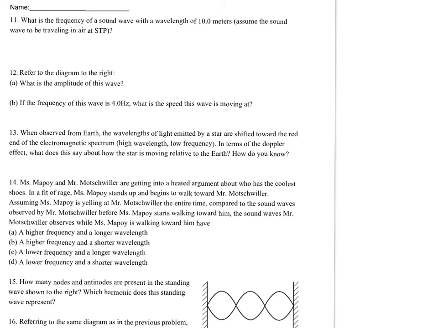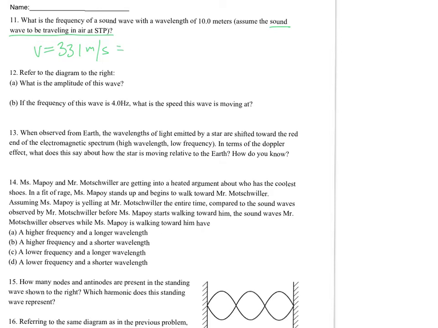Alright, now we're into part 2 of our waves test review. Page 3, number 11. What is the frequency of a sound wave with a wavelength of 10 meters? Assume the sound wave to be traveling in air at STP. Okay, sound wave traveling in STP. What does that mean? Check your reference tables. Our velocity is 331 meters per second.